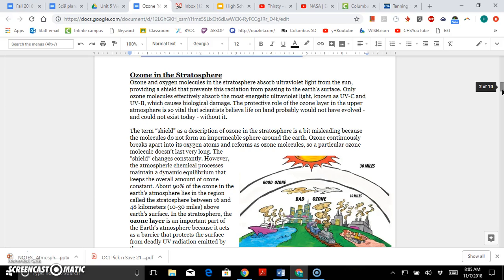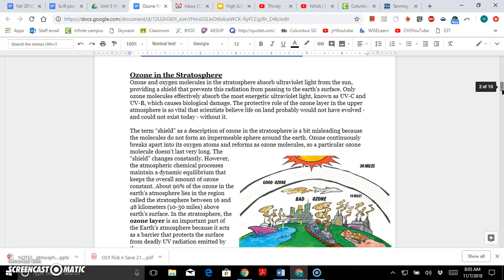The term shield as a description of ozone in the stratosphere is a bit misleading because the molecules do not form an impermeable sphere around the Earth. Ozone continuously breaks apart into its oxygen atoms and reforms as oxygen molecules, so a particular ozone molecule doesn't last very long. The shield changes constantly. However, the atmospheric chemical processes maintain a dynamic equilibrium that keeps the overall amount of ozone constant.